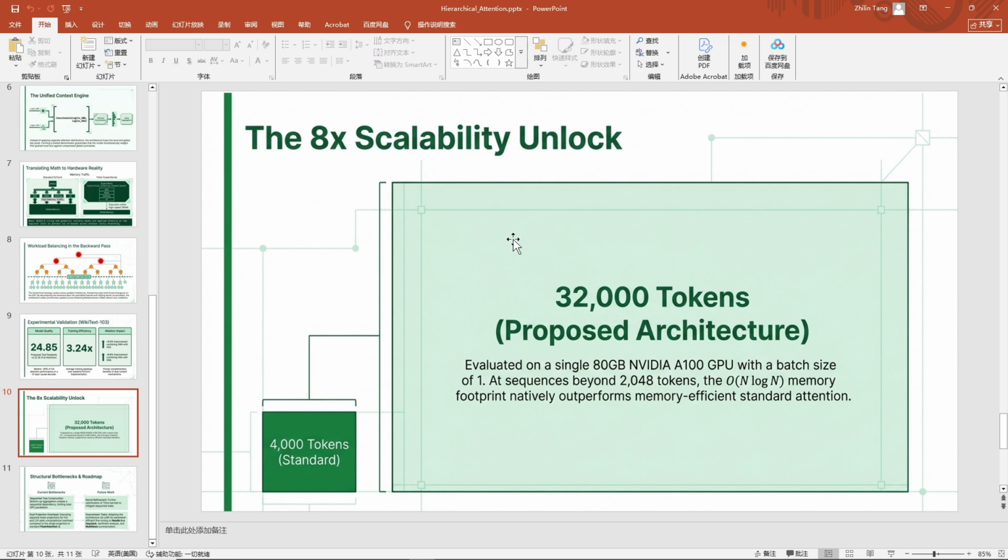On a single 80 gigabyte NVIDIA A100 GPU card, a standard full attention transformer typically supports around 4,000 tokens length under the same hardware conditions. Our hierarchical attention model successfully processes sequences up to 32,000 tokens. So there is an 8 times difference between those two different architectures.